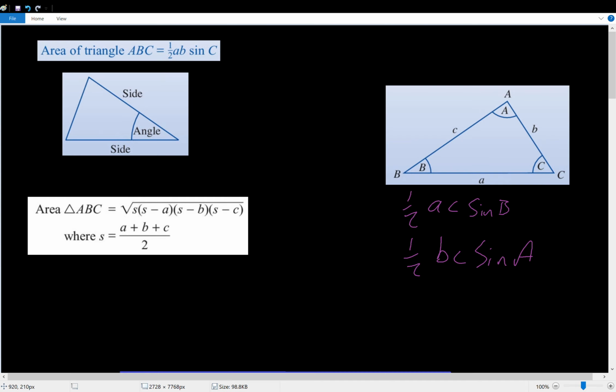And for this other formula here, we're told that the area is S times S minus A times S minus B times S minus C, all under a square root. And S is the sum of all the sides, A, B, and C, over 2. I'll take a look at a couple of examples of these so we can see how these work out.